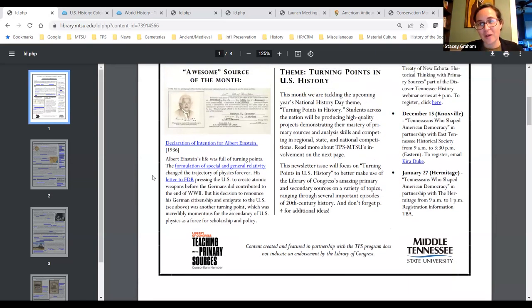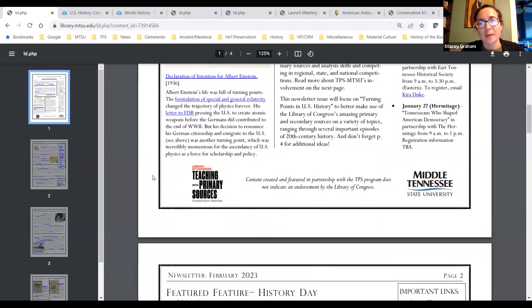And so, first of all, the awesome source of the month is a declaration of intention for Albert Einstein to become a citizen of the United States. And that in itself doesn't sound like a turning point, but when you think about his work leading to the creation of the atomic bomb in the United States as a war measure, and the way that he pushed FDR to do this kind of research in the United States before the Germans did, it really changed things both for the war effort and for creating a whole school of physicists and students that were working on these kinds of things and making related breakthroughs in the middle of the 20th century. So that was kind of cool.